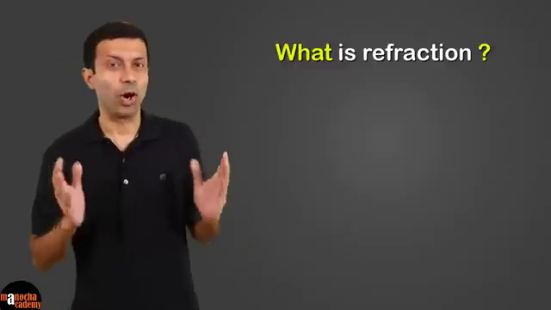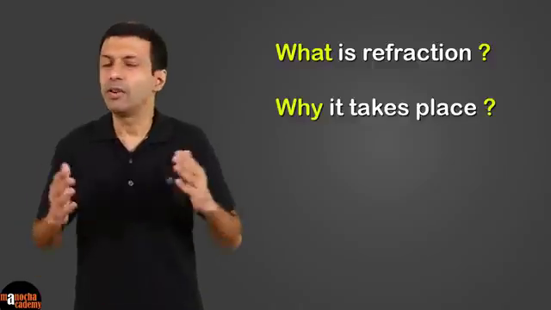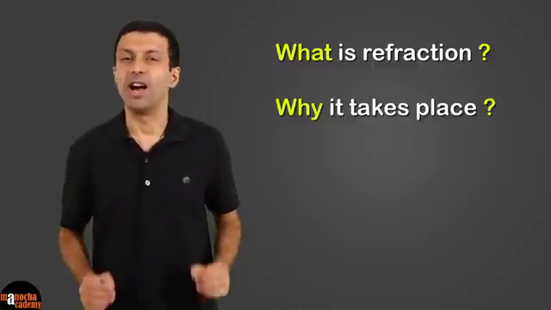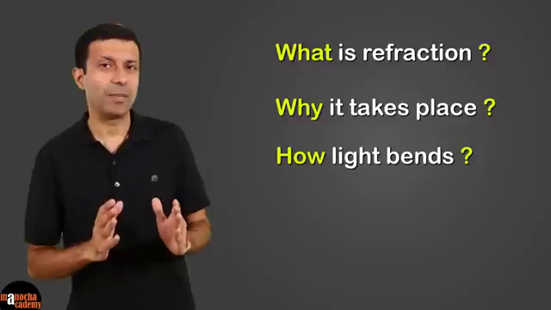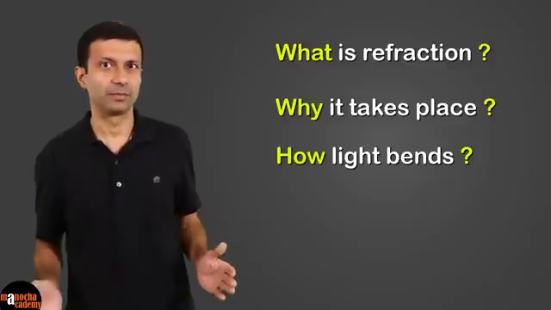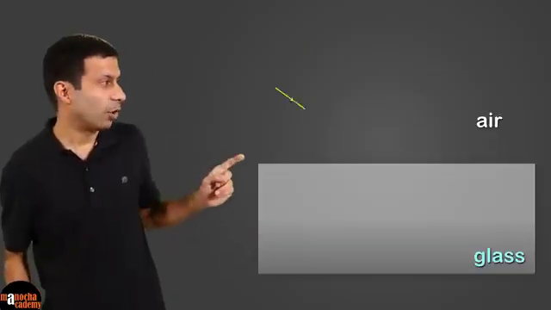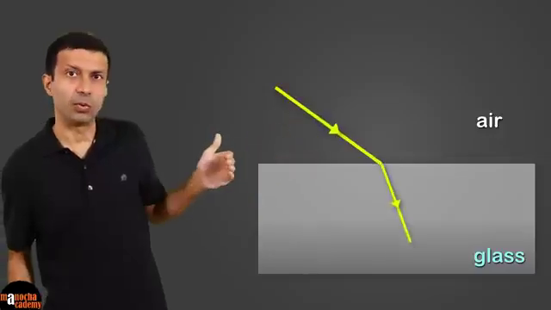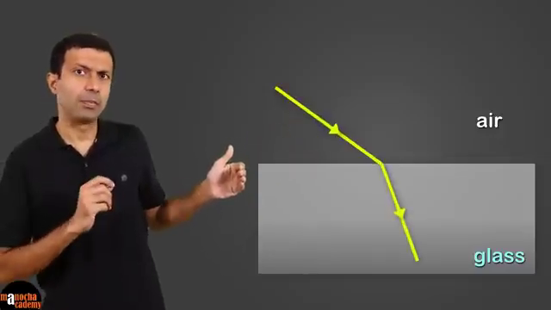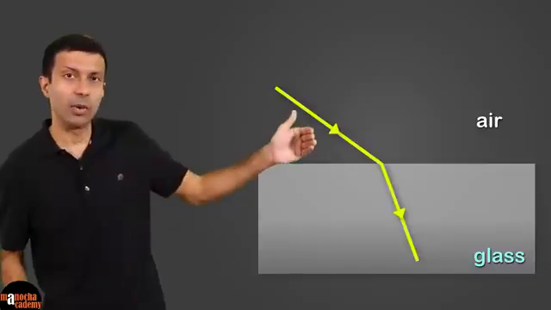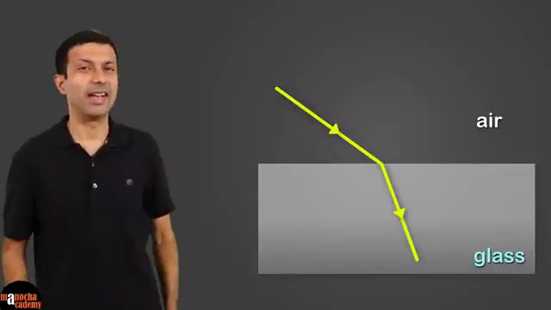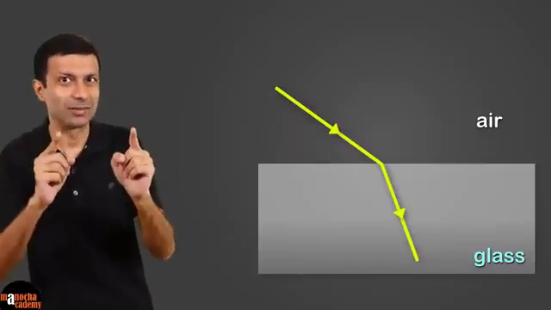We've seen what is refraction, why refraction takes place. Now let's take a look at how light bends during refraction. In this case, we saw light bends this way. But is it possible for light to bend the other way also? Let's go ahead and take a closer look.